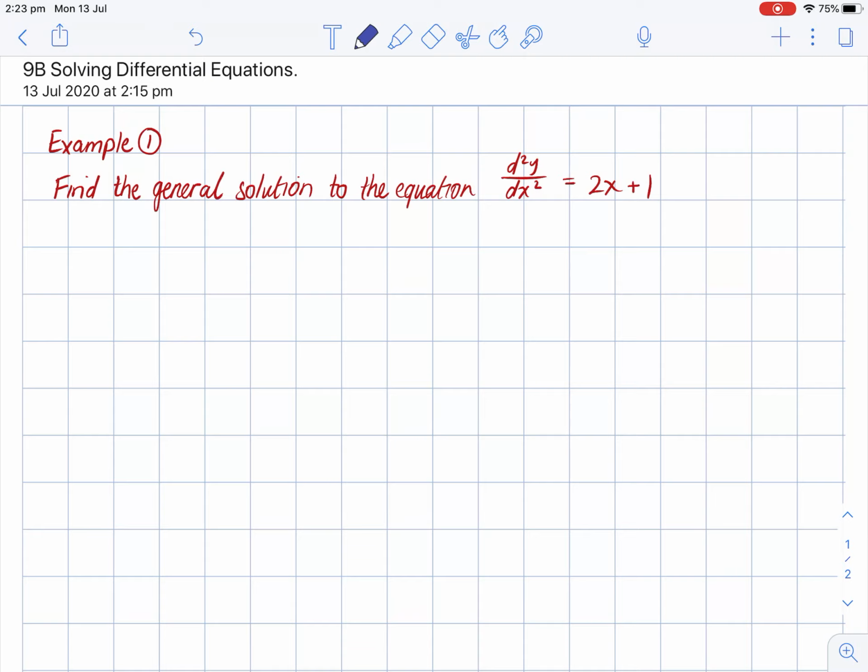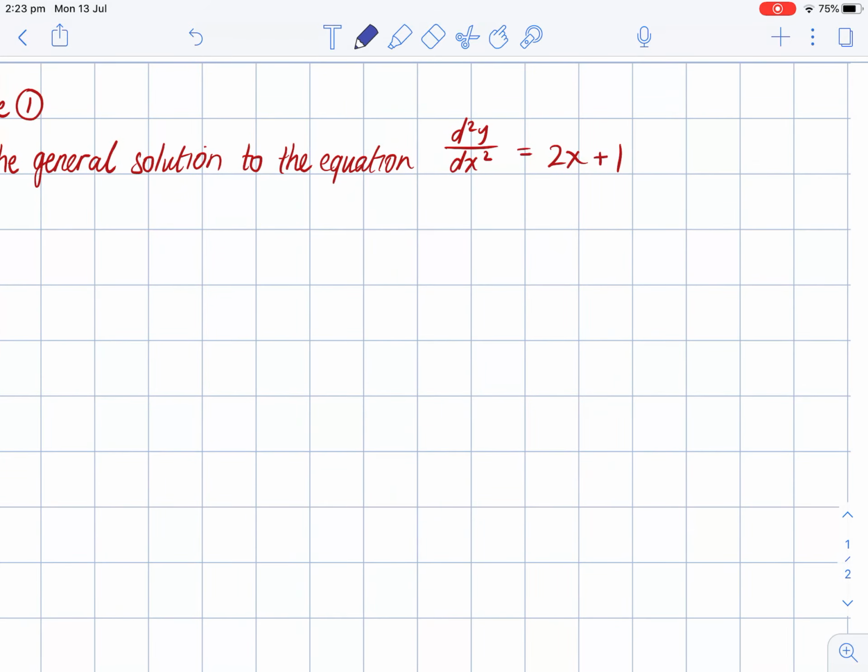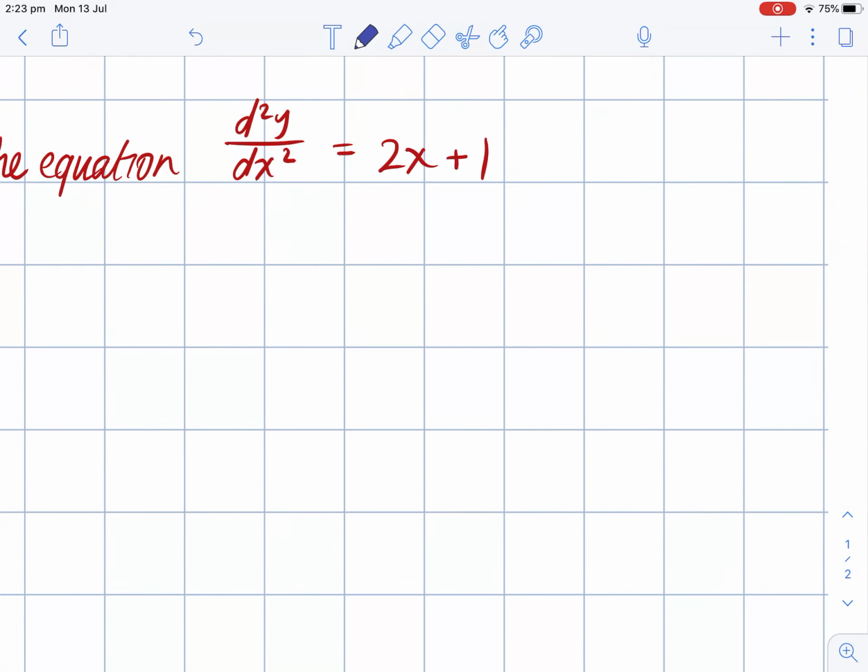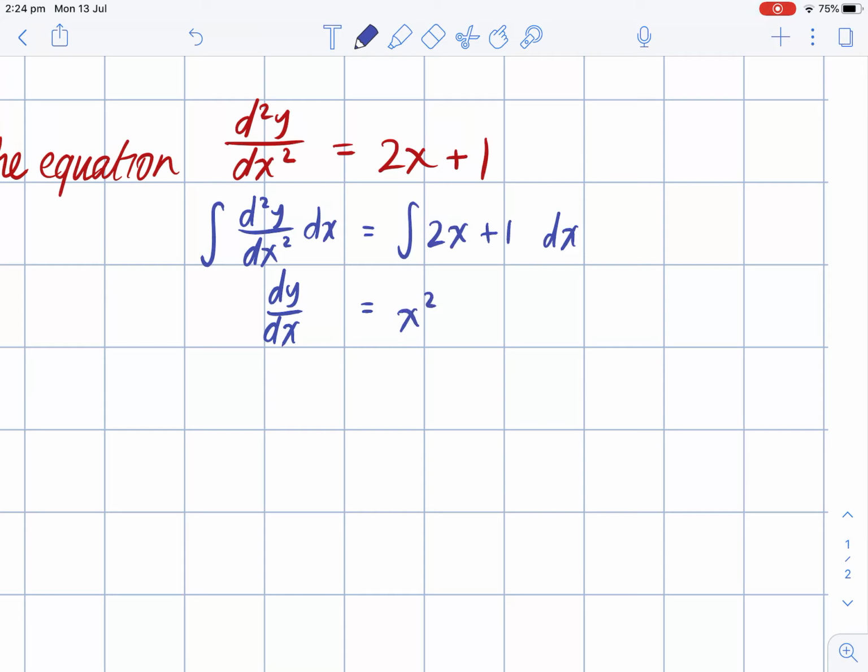So if I anti-differentiate this problem, let's just zoom in here. If I anti-differentiate the second derivative with respect to x on both sides, then on my left-hand side, I will get back to the original derivative. And on the right-hand side, I'll get x squared plus x, and then I've got to have my constant of integration, c. So I've done my first integral, and this gives me an equation for dy/dx.